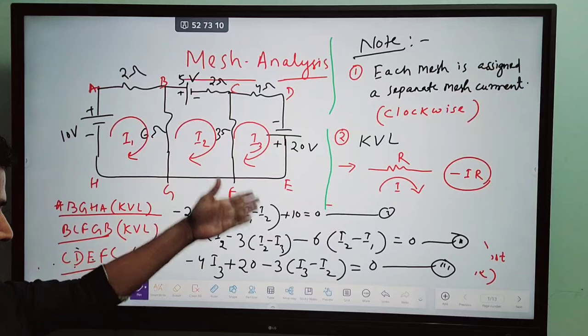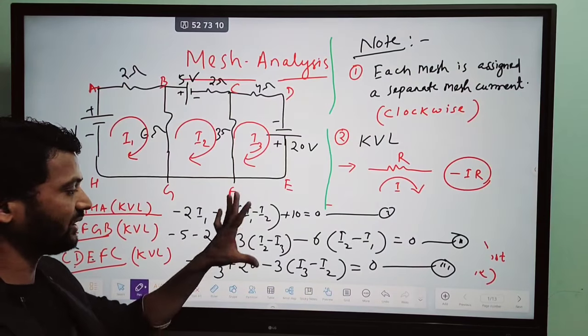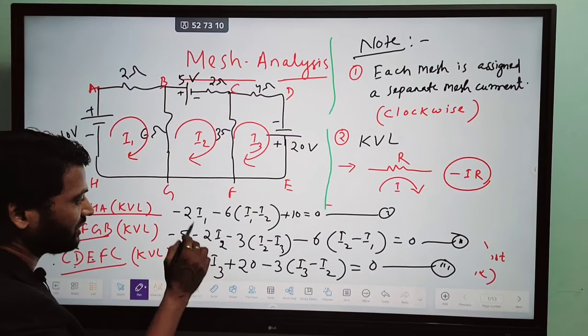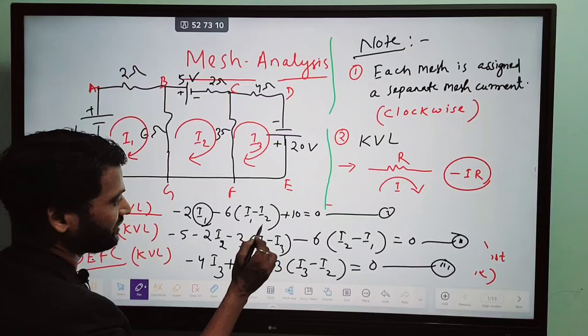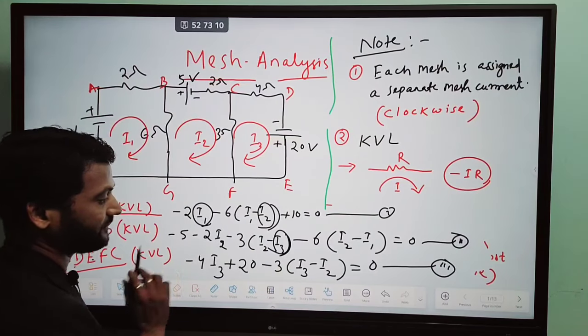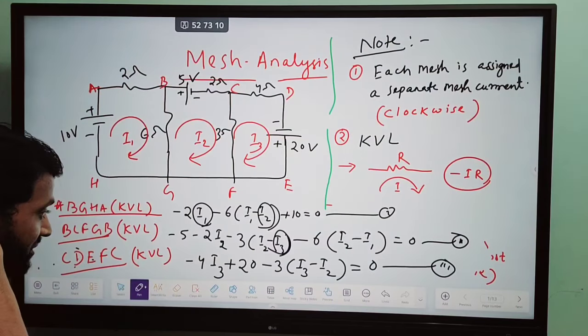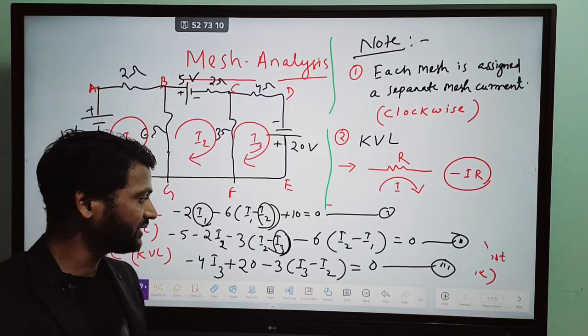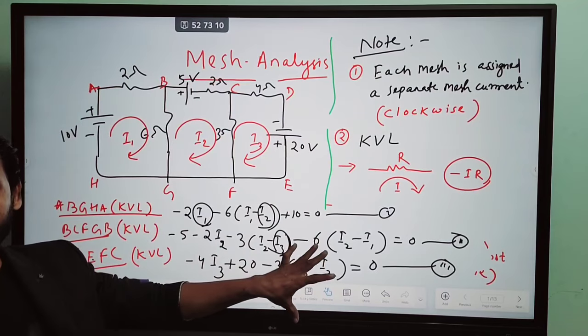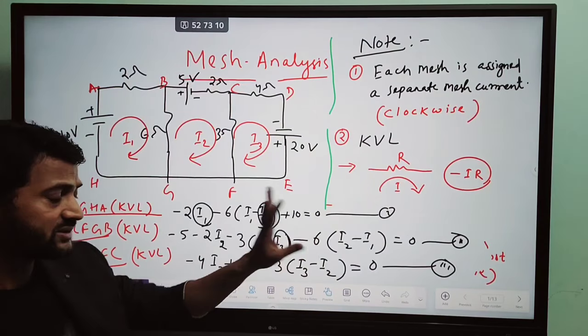Now you simplify and solve this equation and you can get the answer. There are three equations and three unknown variables: one is I1, second is I2, third is I3. So you can get the result. The best way to get the result is to use a calculator. It will take less time.